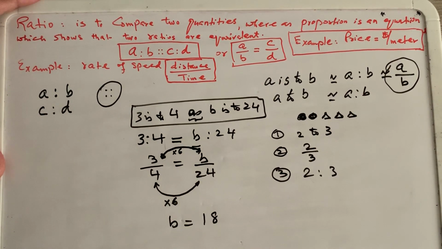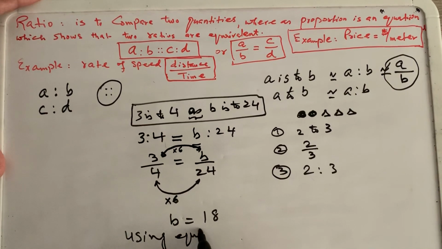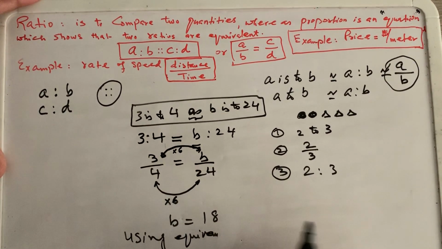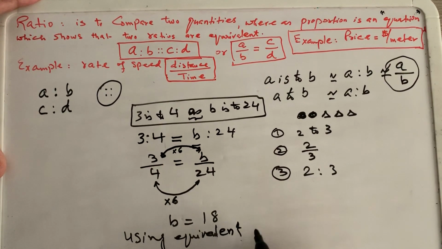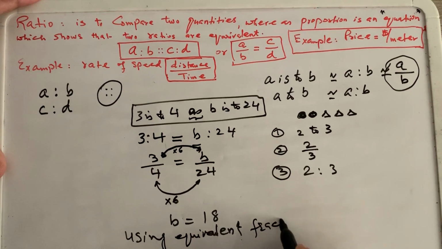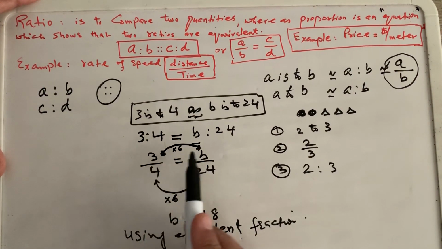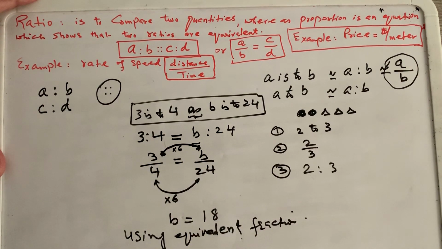So I found it by one method. This method is called using equivalent fraction. So we find out what number is making my denominator shift, and the same number would be applied to make the numerator.